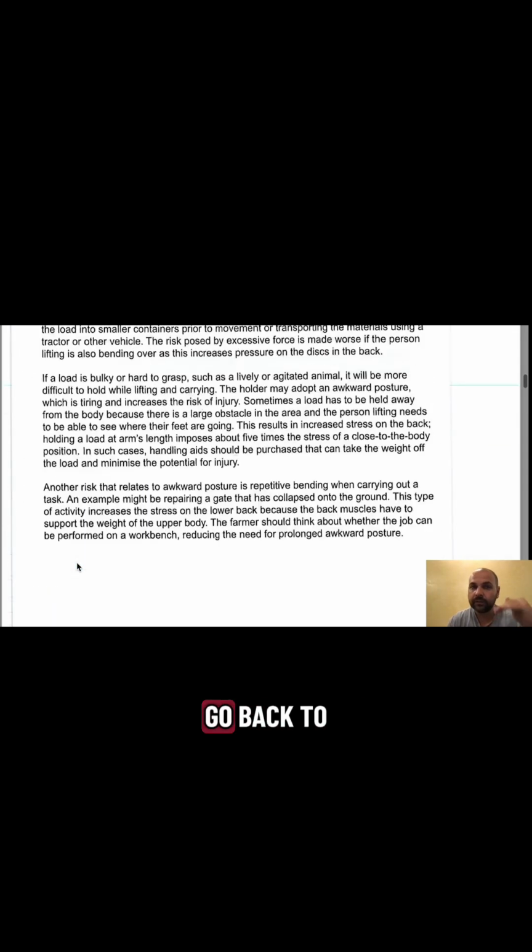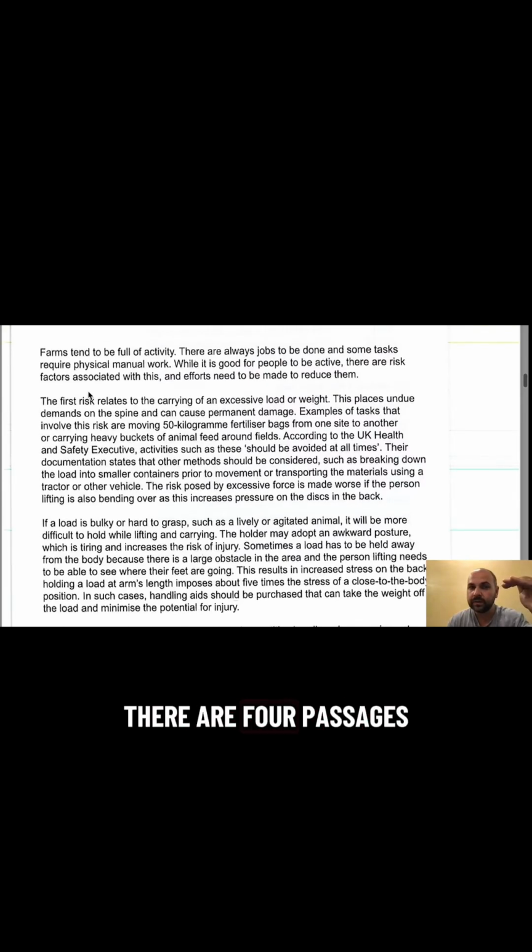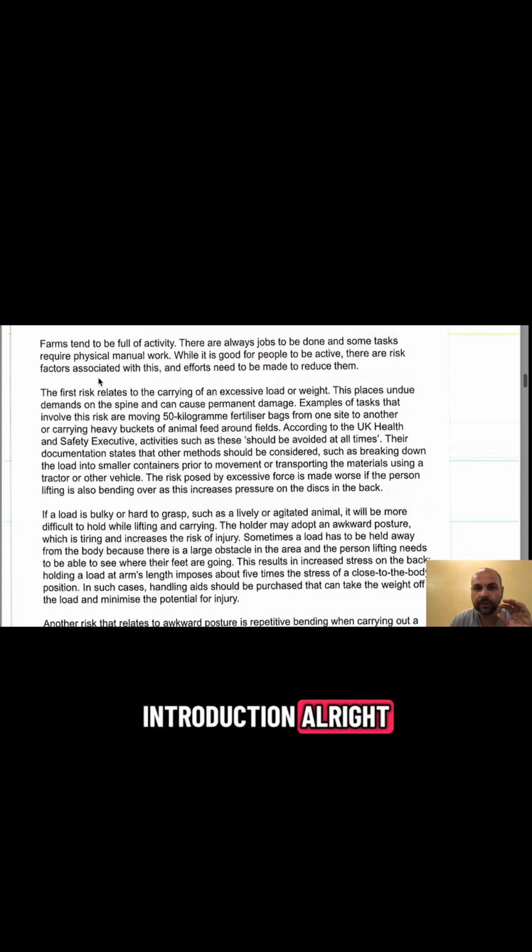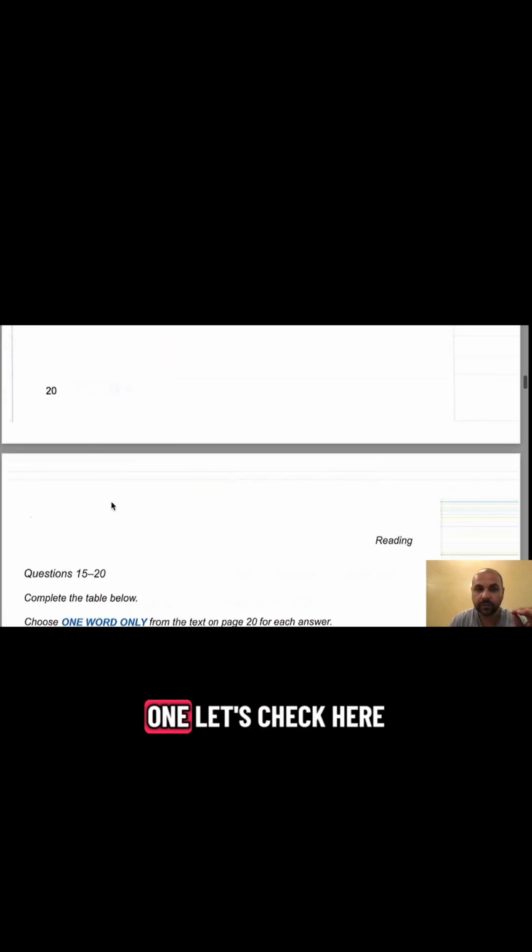Alright. So in this case, you can directly have a look at the task, and then go back to the text. As you can see, the task is divided into 3 different sections: heavy loads, awkward posture, and then there is something else. If you go back to the text, you will see that there are 4 passages. The first one is the introduction, and the second one, let's check. Here it says heavy loads.